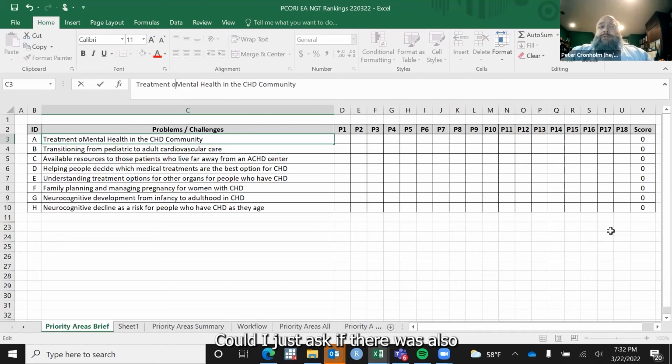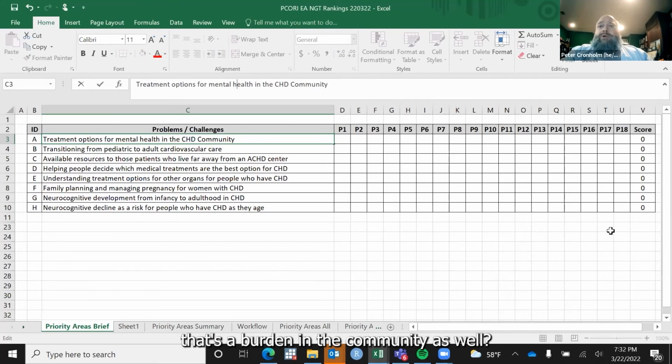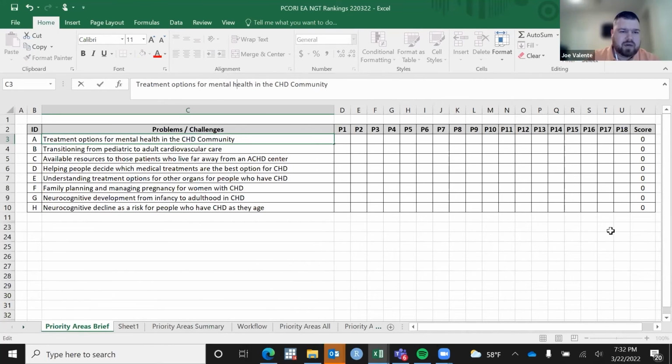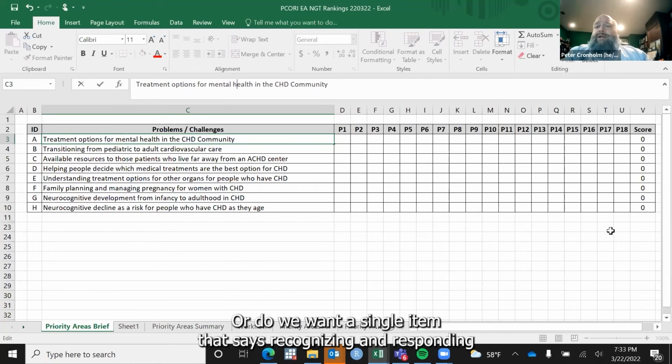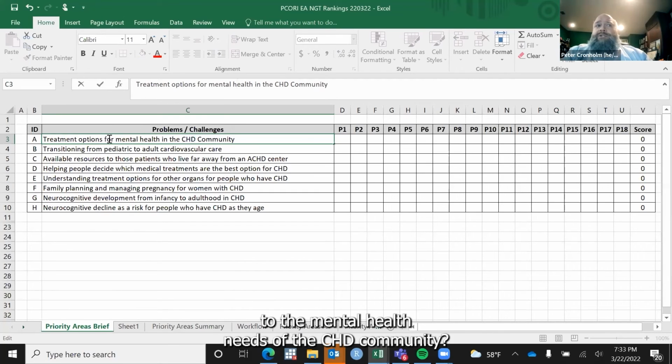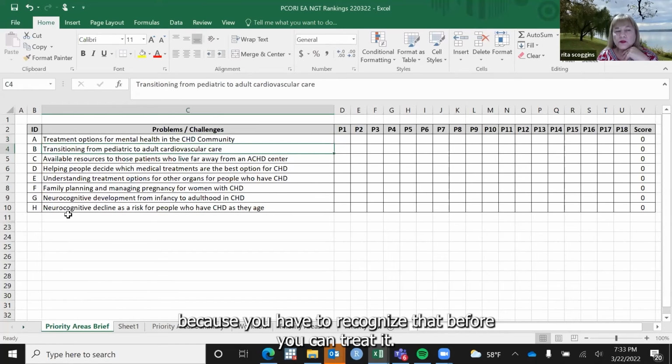Could I just ask if there was also recognizing mental health issues as something that's a burden in the community as well? Yeah, I think that would be a second topic. Correct. And do people think those are different enough that they want to separate those out, or do we want a single item that says recognizing and responding to the mental health needs of the CHD community? No, they need to be two separate ones. Separate them. Okay. Yeah, because you have to recognize it before you can treat it.